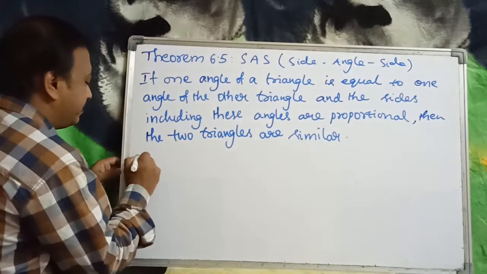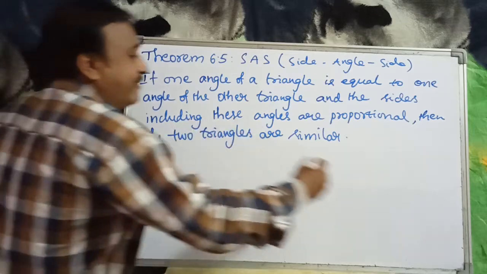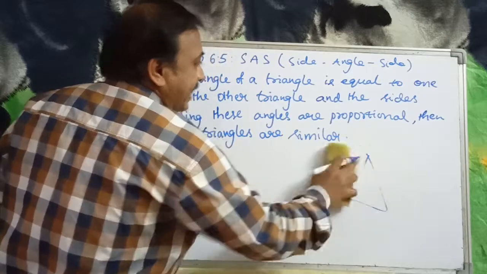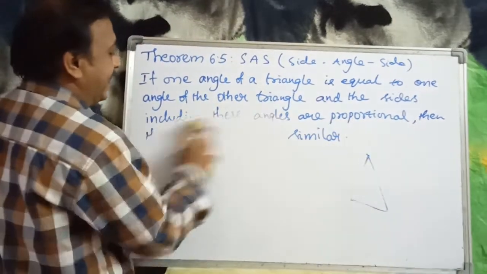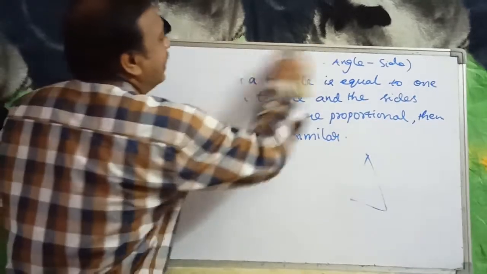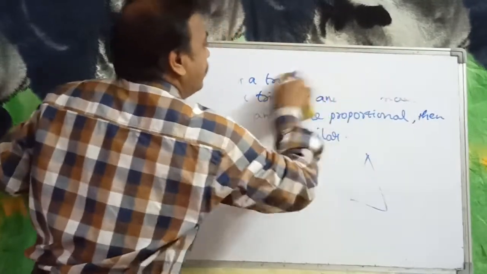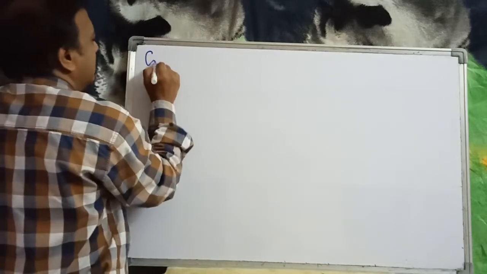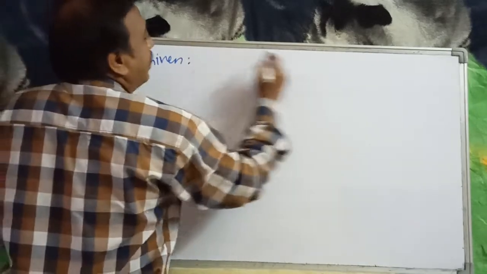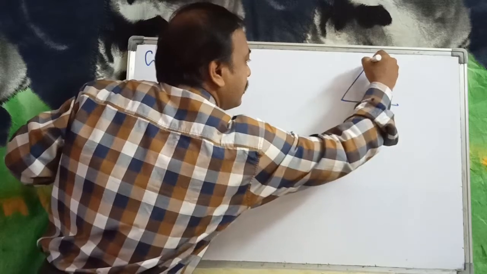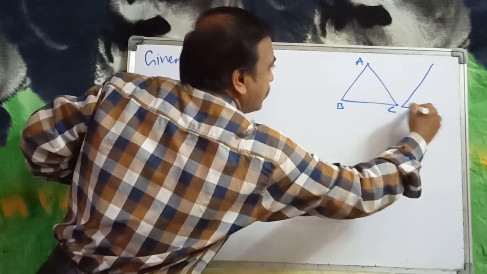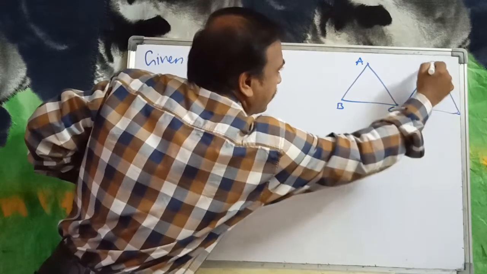See that. First, what is given actually here? I'll read the statement, then I'll write triangle ABC and triangle DEF. In those two, given: one is triangle ABC, another one is triangle DEF.